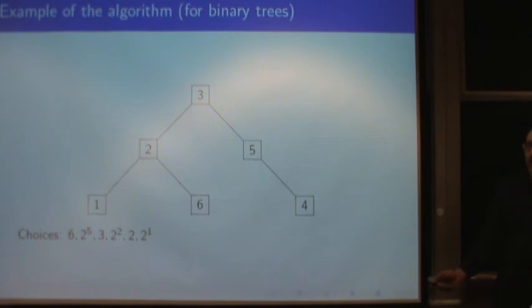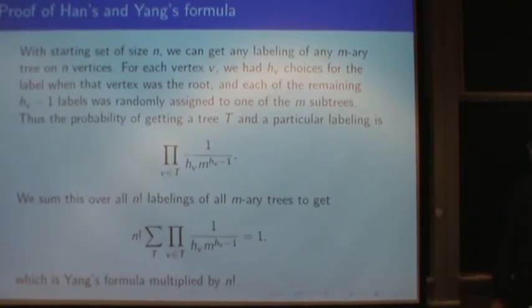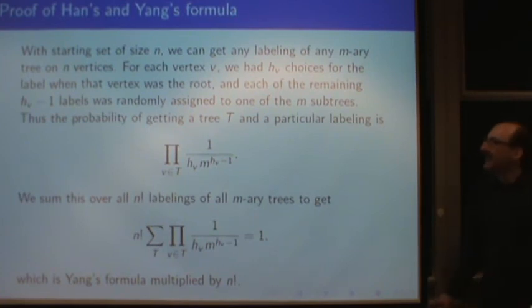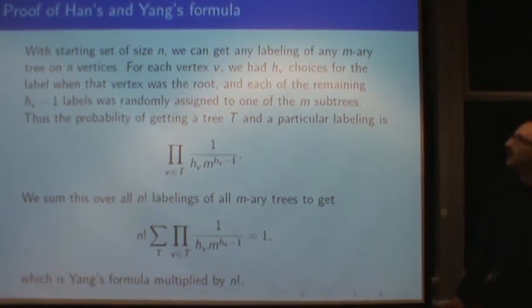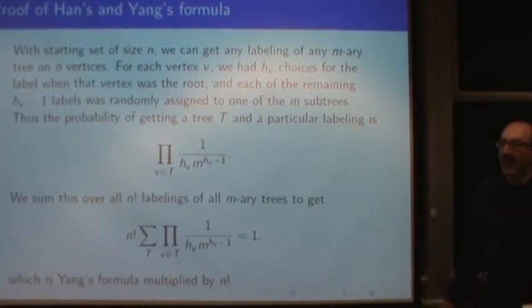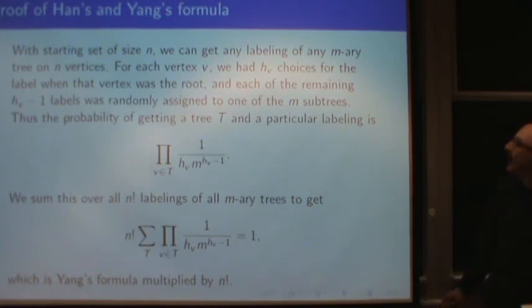And this is essentially a proof. I can make it formal now. With the starting set of size n, we can get any labeling of any m-ary tree on n vertices because we can have any partition of any size. Now, for every vertex, we had HV choices for the label when we made that vertex the root, and each of the remaining labels, HV minus 1 of them, could have gone to any of the m subtrees. So that says the probability we get a particular tree and a particular labeling of that tree is the product of 1 over HV to the m, times m to the HV minus 1 over all the vertices.